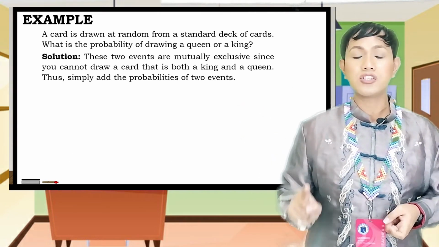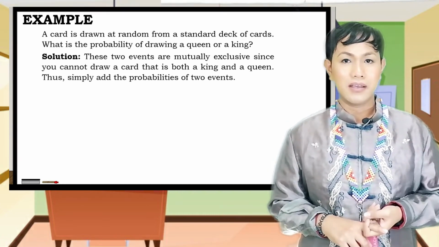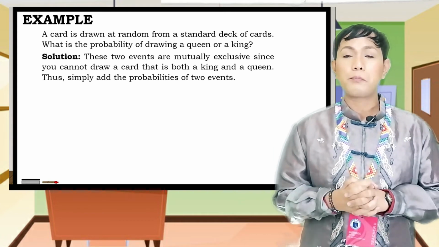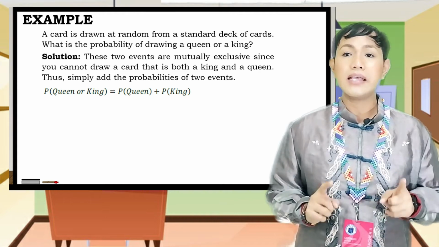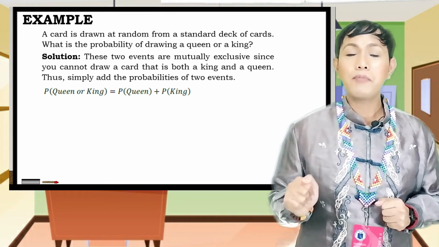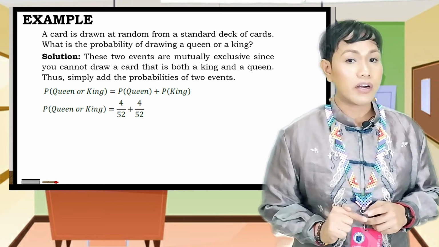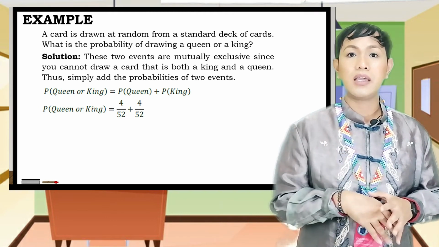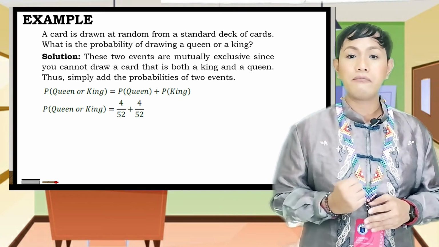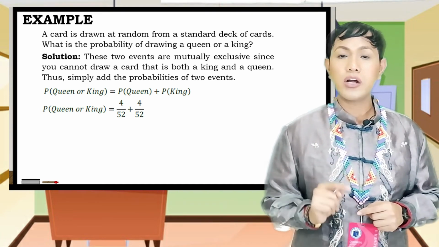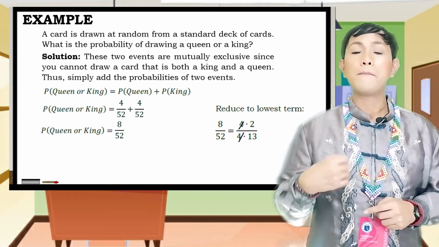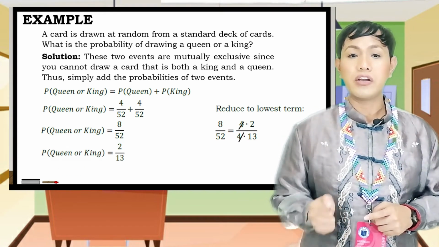Why so? Since you cannot draw a card that is both a king and a queen, isn't it? Thus, simply add the probabilities of the two events. So, the probability of getting a queen or a king is equal to the probability of getting a queen plus the probability of getting a king. The probability of getting a queen is equal to 4 over 52 because there are 4 queens in a standard deck of playing cards. Also, we have 4 kings in a standard deck of playing cards. So 4 over 52 plus 4 over 52 gives us 8 over 52, which when reduced to its lowest term by a factor of 4 gives us 2 over 13.